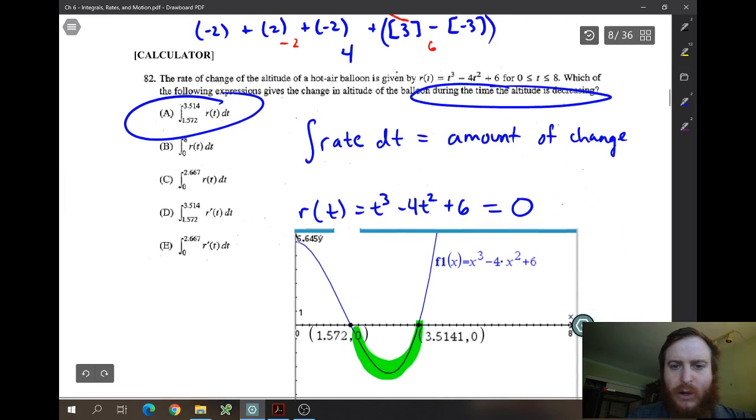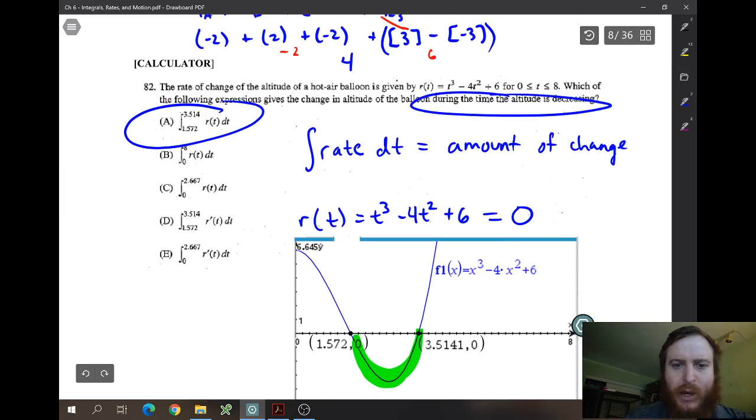All right, we have a rate question. We want to remember here that the integral of the rate gives us the amount of change. This one's a little bit tricky, though, because they want us to write a formula for the change in the altitude of the balloon only during the time that its altitude is decreasing. What altitude decreasing means is essentially that the rate of the altitude is negative.